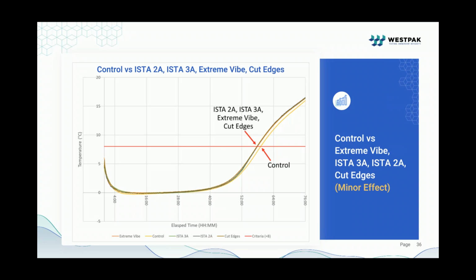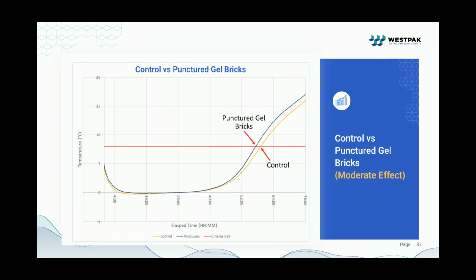The next variable here is ISTA 2A, ISTA 3A, extreme vibe, and cut edges. With these variables, we have what is known as a minor effect. You can see that there's a little more pull away than the ambient pack out, but still not that much more, though the gap is bigger. Again, we're going to give values to each of these lines later on, but right now it's just a visual representation, so everyone can see it visually and it's a little easier to say the least.